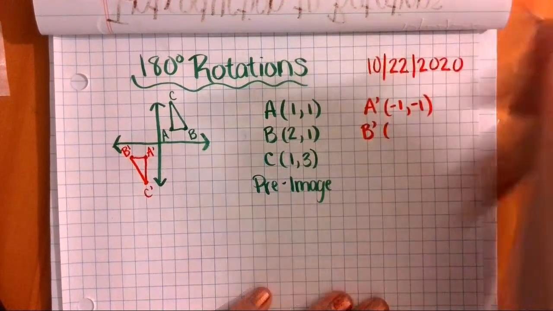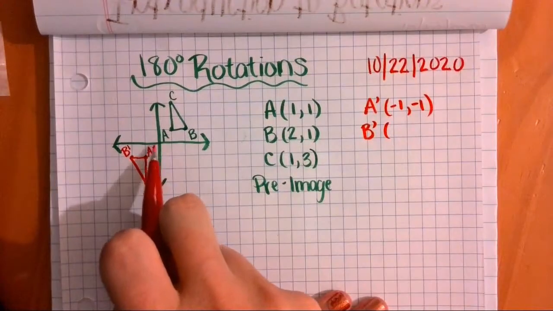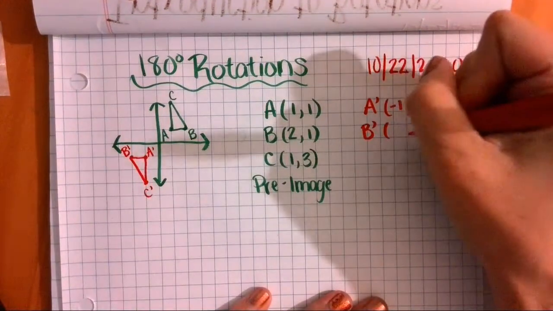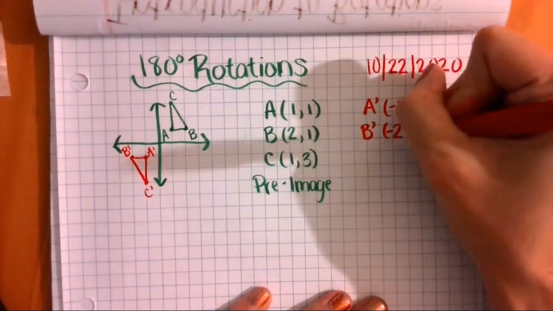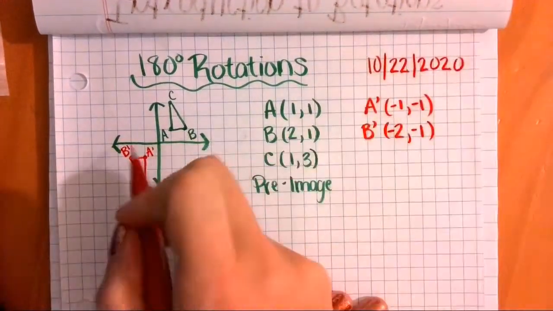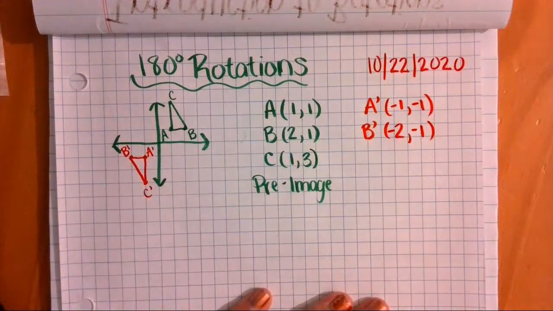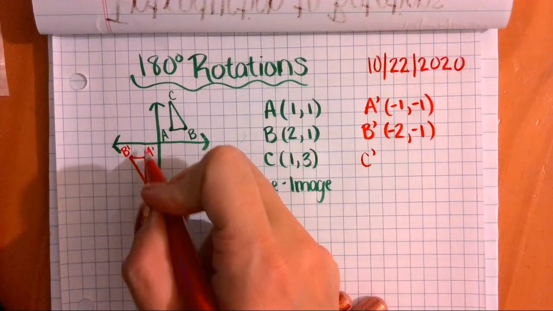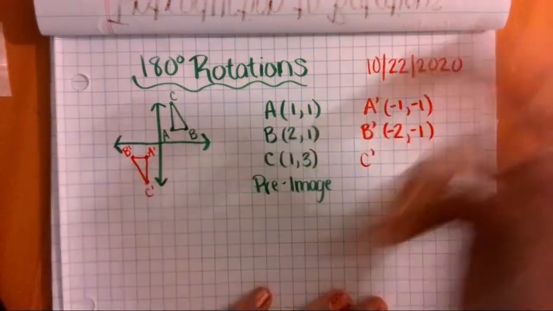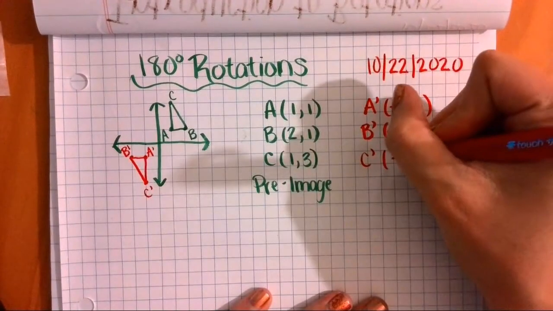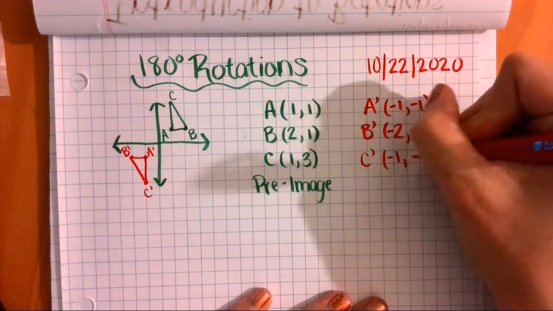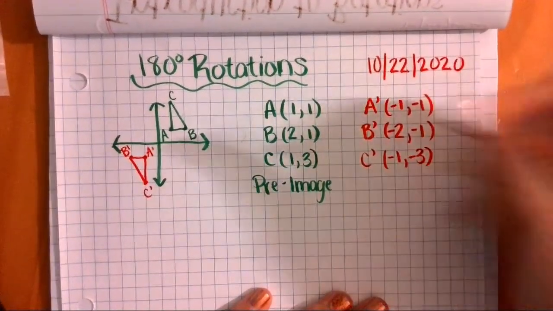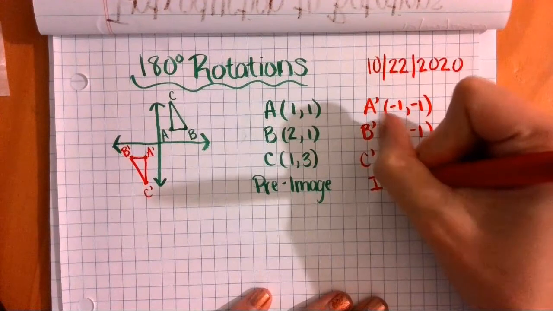B prime is at -2, and it's down 1, so -1. And then C prime we have at -1, 3, so it's at -1, comma, -3, and this is our image.